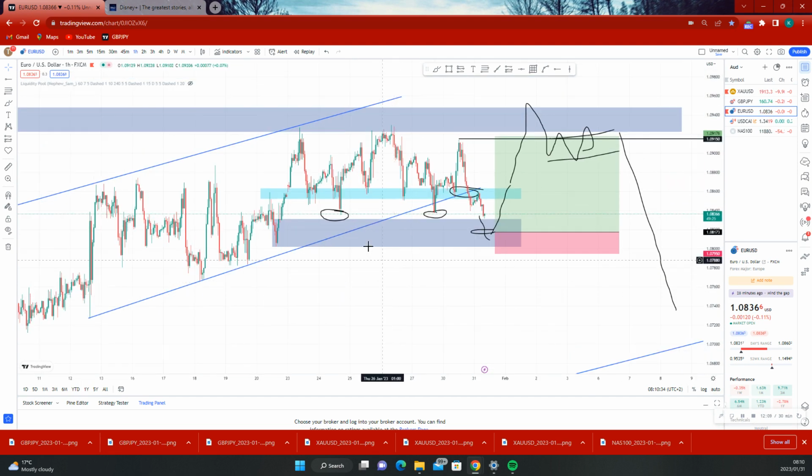Going down to a smaller time frame, as you can see, we are taking out this liquidity that's resting here. We already took it out. So looking for long positions in this area, 20 pips, 22 pips stop loss, 100 pip gain. That gives us a risk to reward ratio of 4.5.